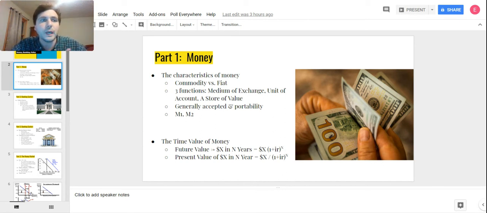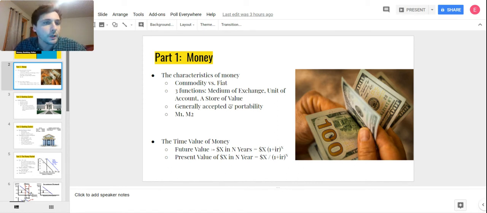So we use fiat money in our economy, but in ancient times, in order to ensure that something was going to be universally accepted as a medium of exchange, you wanted that currency to have an intrinsic value, like a copper coin, for example, because that copper had intrinsic value. So that's the difference between commodity and fiat.